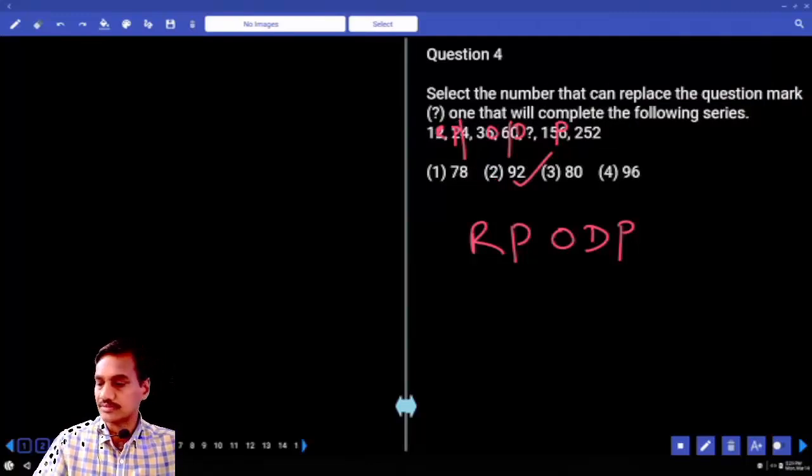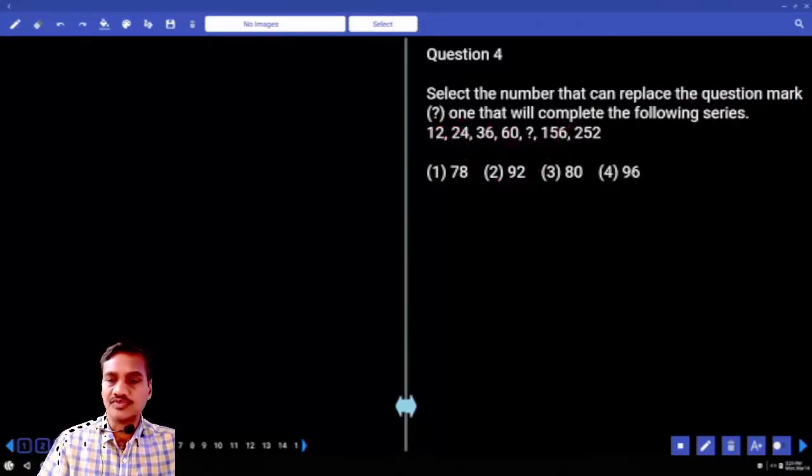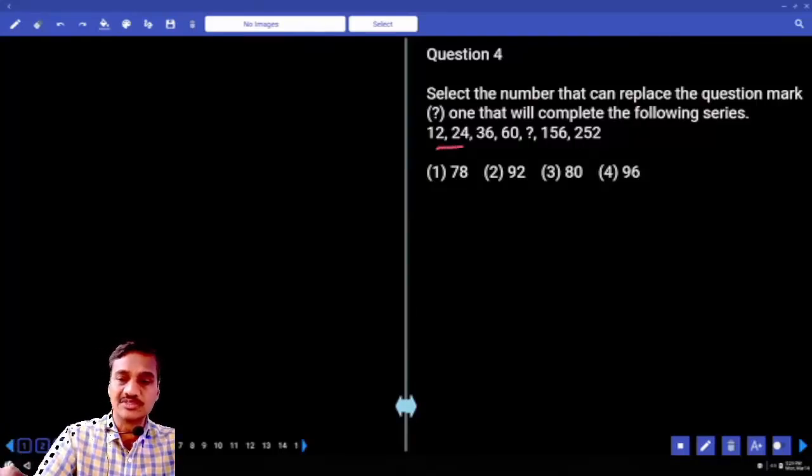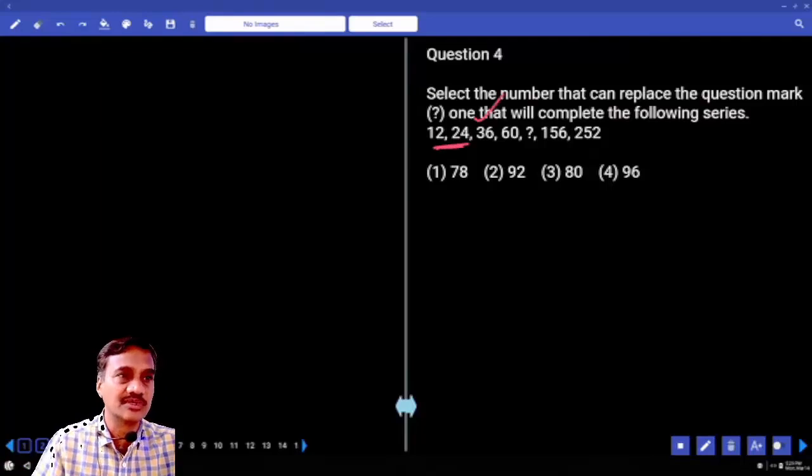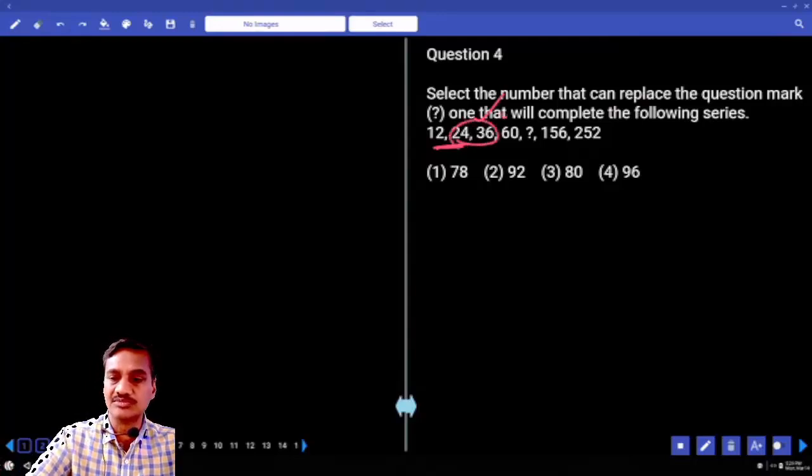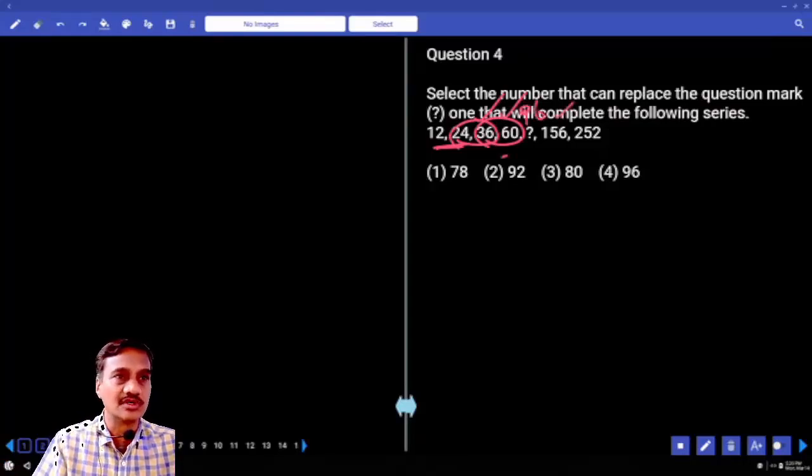Then fourth one, now in this 4, 12 and 24. Then tell me what is the difference between these elements here, 12 and 24? 12 plus 24 is 36. That means the sum of these two numbers is the third number. Similarly 24 plus 36 is how much? 60. And 36 plus 60 is how much? 96. Now 60 plus 96, 156 and so on.